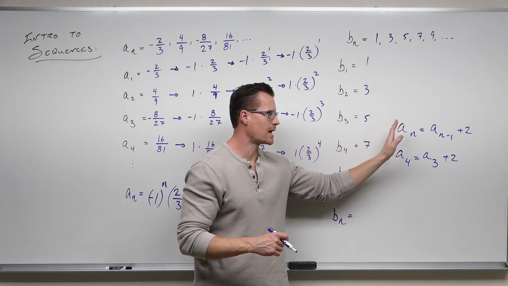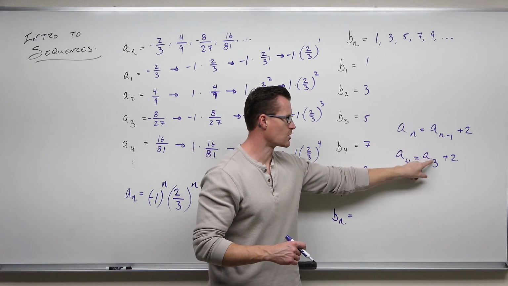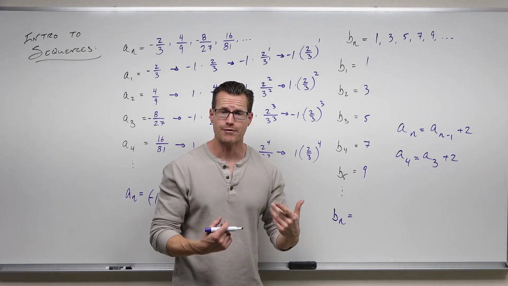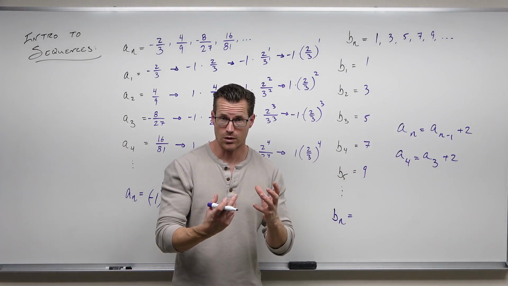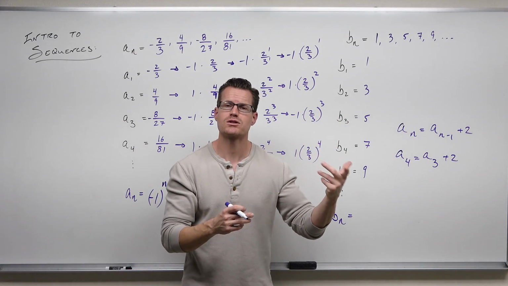And now ignore the A's versus B's. I'm just giving an example here. But this would be look at your previous term and add 2. Sixth term would be look at the fifth term and add 2. You get 11. Do you see how recursion works? Do you see how it's looking at your previous term and doing something to it to find your next term?